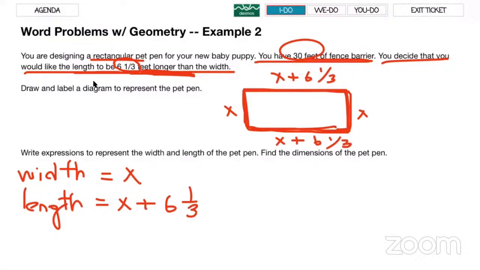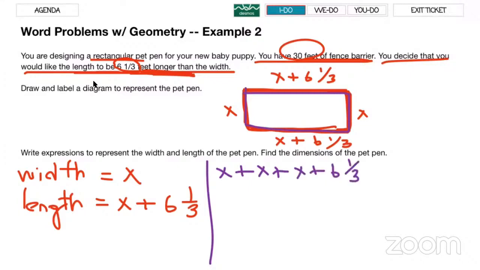Okay, so in your hand you have 30 feet of fence barrier. That means when you add all around the fence like this, it has to equal 30. So we're going to use the same strategy that we used on the previous one. Okay, let's do this. So I'm going to add x plus x plus 6 1/3 and plus x plus 6 1/3 again, because it's the two lengths. Every rectangle has two widths and two lengths.